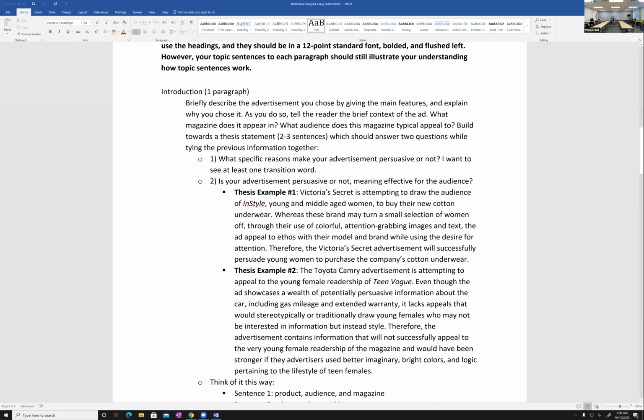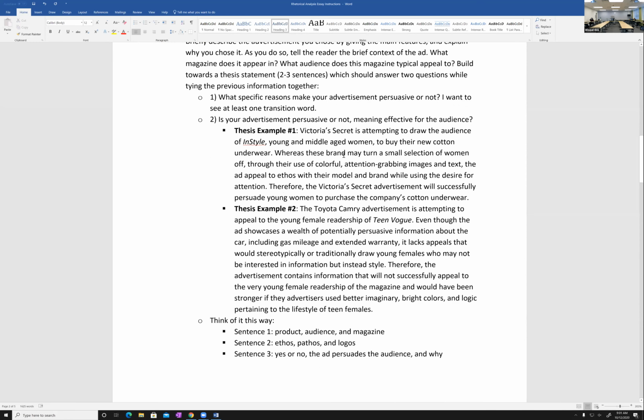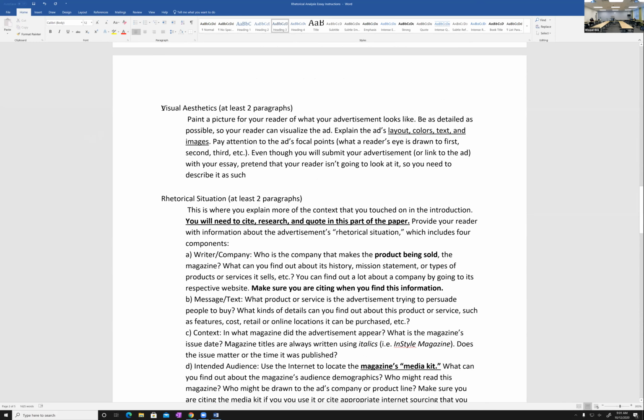So the first one, let me highlight so that the recording shows up. So the first heading is introduction. I want to see if I can highlight. Okay, excellent. So the first section you're going to have is introduction. It's about a paragraph. The second section is going to be visual aesthetics. And this one is going to be approximately 2 paragraphs. The third section is going to be rhetorical situation. And this one is going to be approximately 2 paragraphs. I should say minimum of 2 paragraphs.